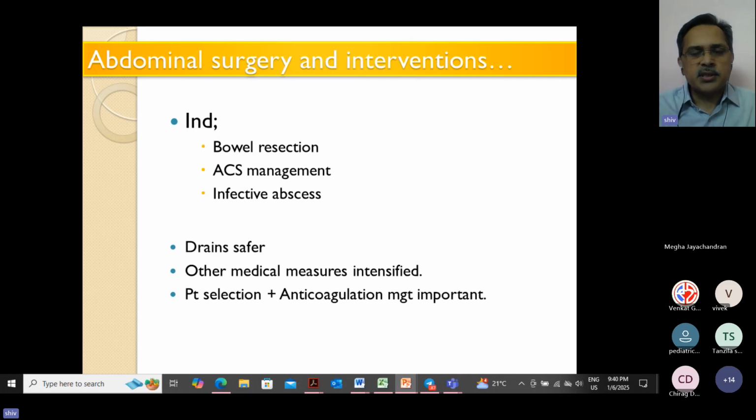Abdominal surgery interventions also may be required, especially in abdominal compartment syndrome situations. But of course, in these situations, most of the time we are able to manage with other supportive medical measures and having drains inserted in a safe way under ultrasound guidance. Again, proper selection of patient and managing anticoagulation well during this period is very, very important to minimize the risks of the procedure.